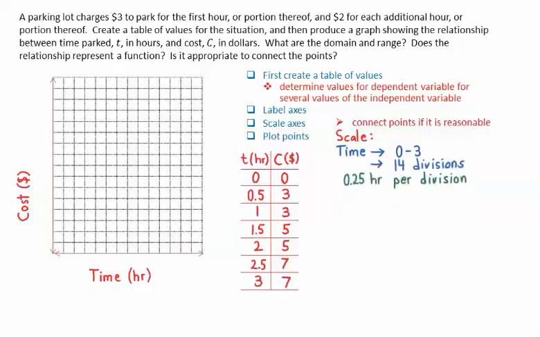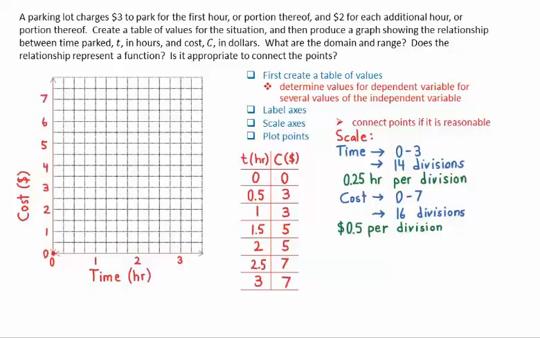This means we can use 0.25 hours per division, or 1 hour for every 4 divisions. For the cost, it goes from 0 to $7, and we have 16 divisions. This means we can use $0.5 per division, or $1 for every 2 divisions.